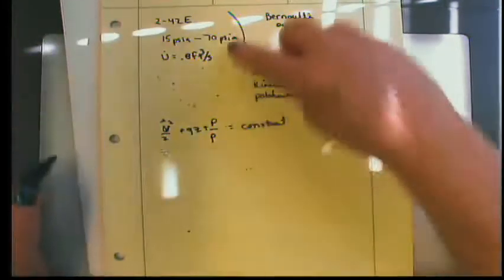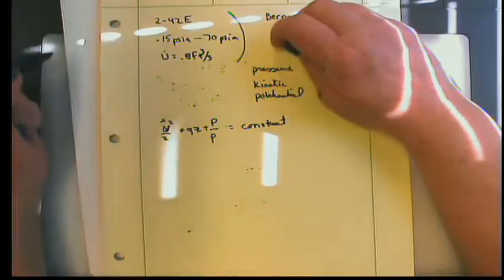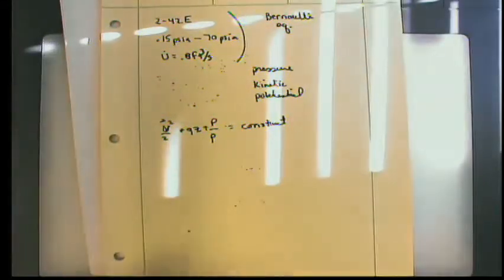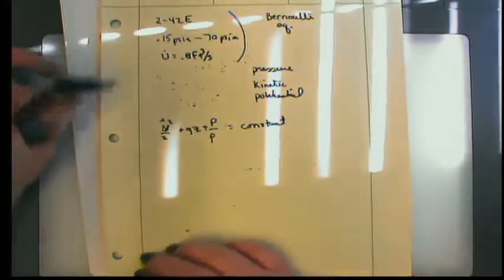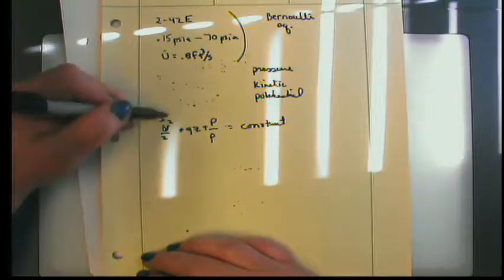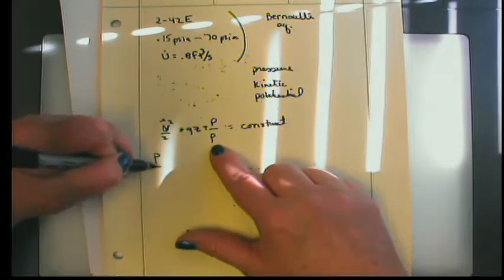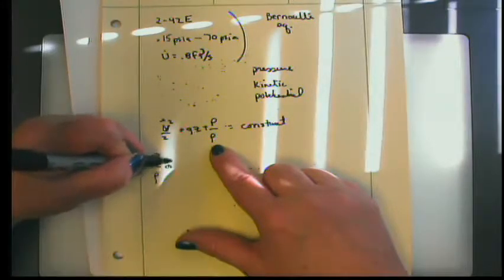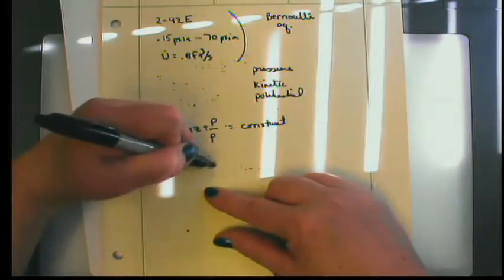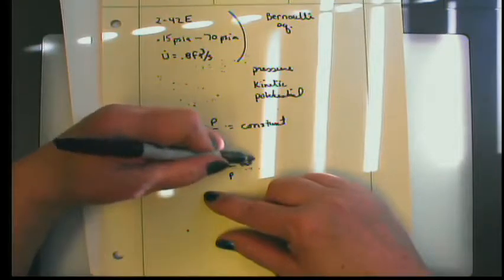On one side of the pump we have a lower pressure of 15. On the higher side of the pump we have 70, and we're going to have to put some power into it to do that pressure increase. So we don't really have kinetic energy or potential energy. What we're really saying is that P over rho on the inlet plus the energy put into the pump is equal to P over rho on the outlet.